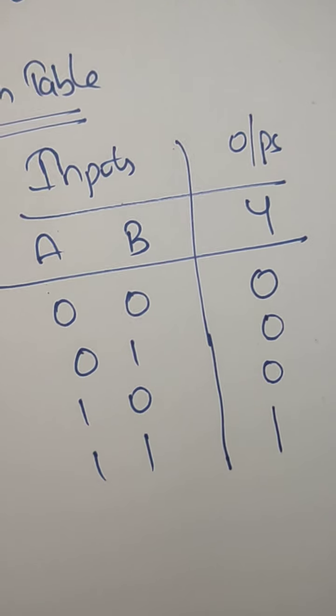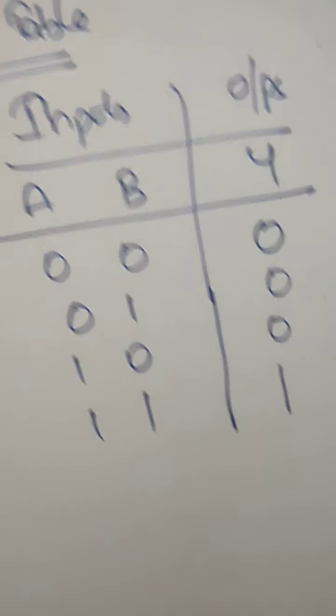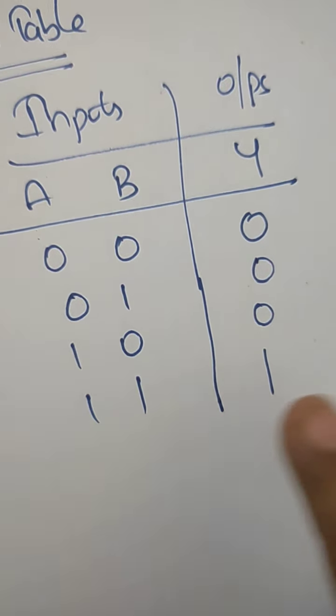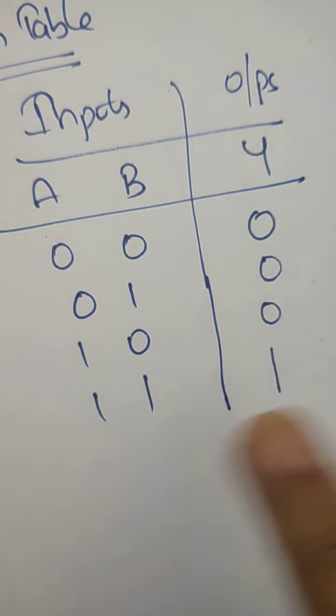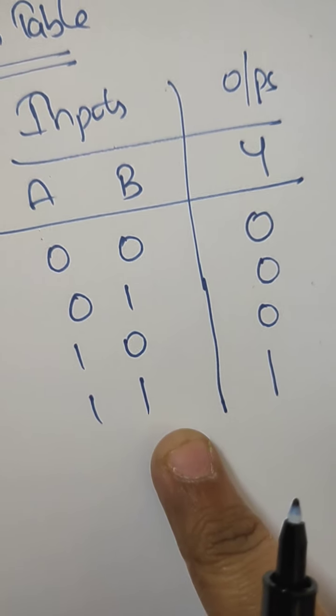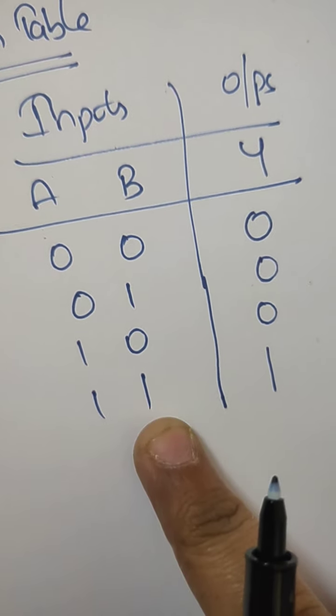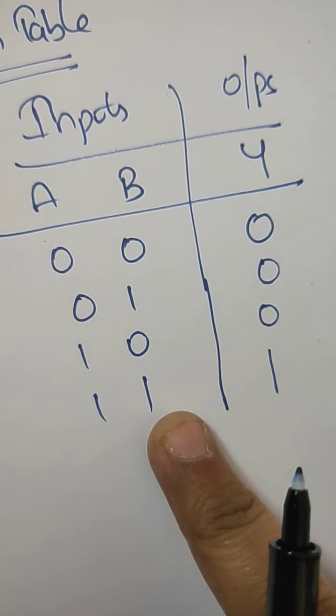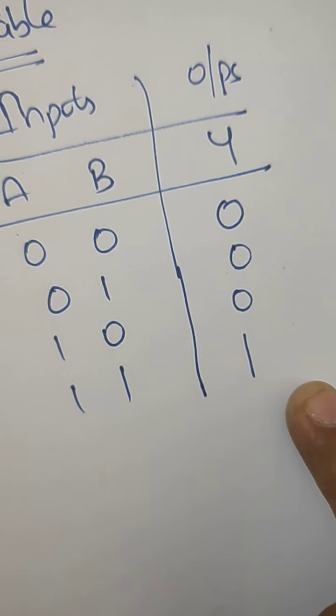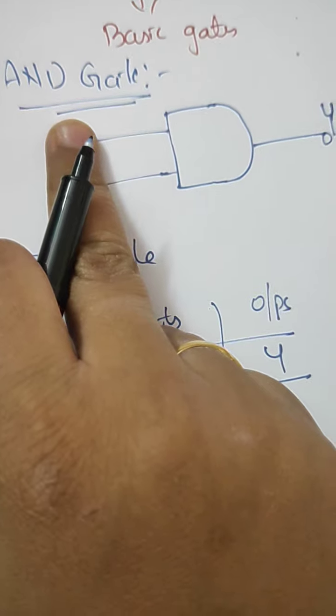This is the logic behind the AND gate: to get a high state, both input states must be high. When both inputs are high, then the output will be high in the AND gate.